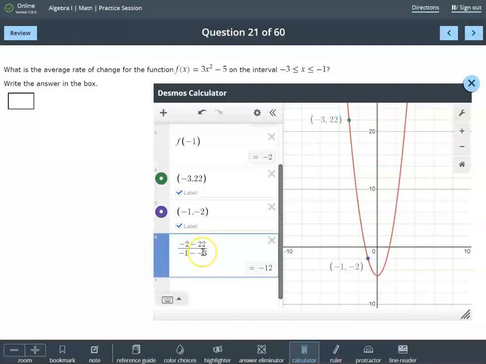So the difference in y's is negative 24. The difference in x is 2, positive 2. So the answer is actually negative 12. And so you're going to type this number here, negative 12.